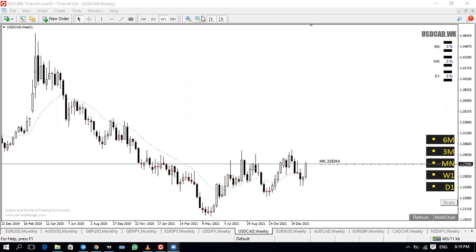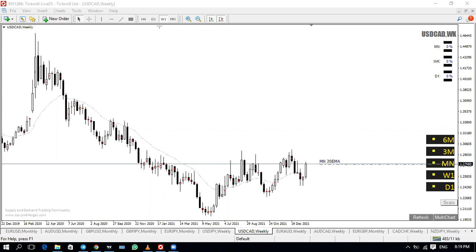So the weekly time frame also started to trade in the same direction as the monthly time frame. So this is good information.